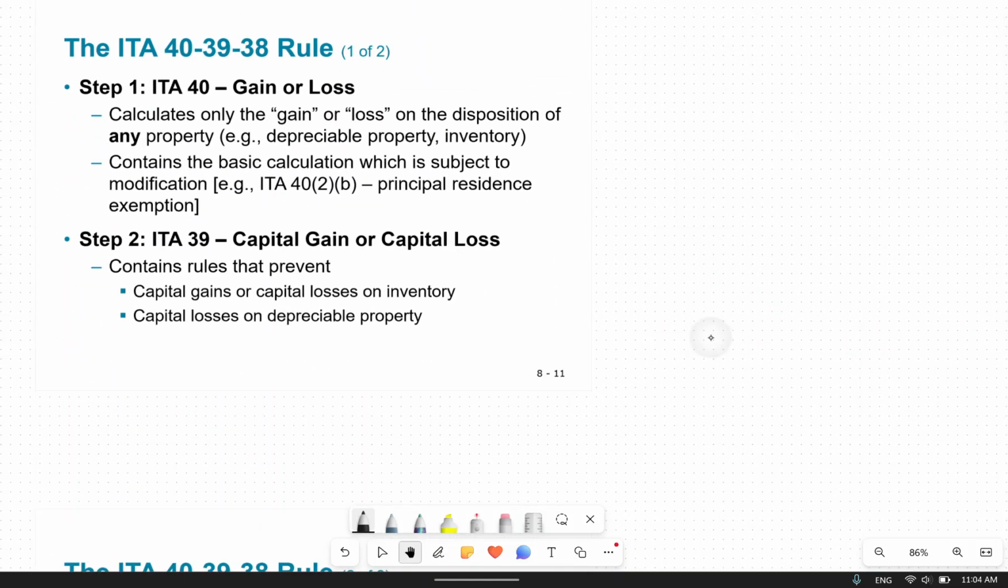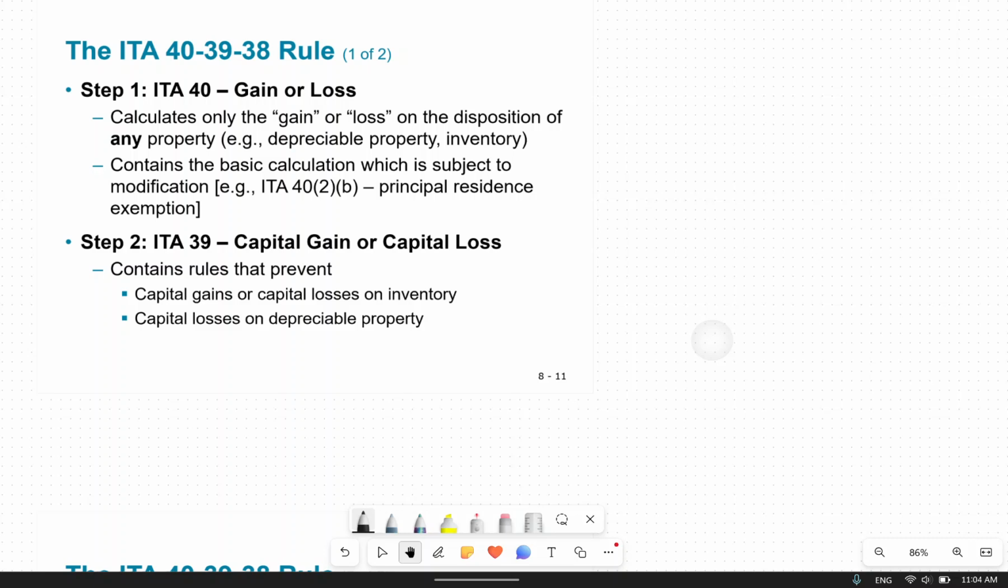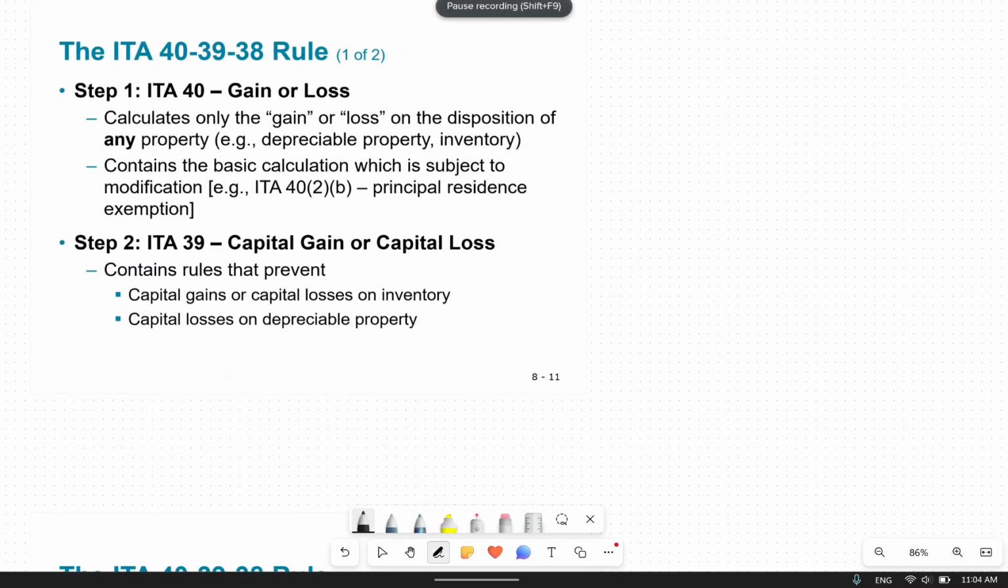When we calculate the gain and loss, there are steps to follow. Step number one is to calculate if there is any gain or loss on a disposition of any property. It could be a depreciable property or an inventory. There is a basic calculation, which is subject to modification. At this point we just want to know if there's a gain or a loss on disposition of any property.